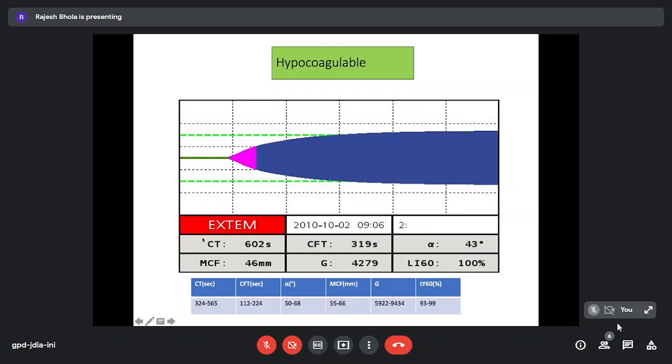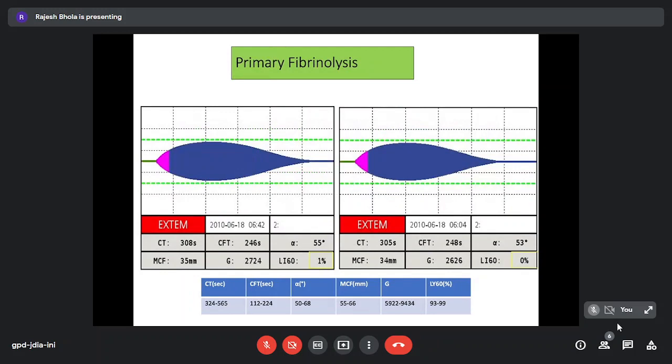As you can see in this case, the clotting time is prolonged, the CFT is prolonged, the alpha angle is reduced, and the maximum clot firmness is reduced. So it indicates a state of hypocoagulability. Looking at the second example, you can see the clotting time is prolonged, and the clot formation time is mildly prolonged with a normal alpha angle, but the lysis index, or maximum lysis, is high, which indicates the cause is primary fibrinolysis. In these cases, the guideline says that you should give antifibrinolytics first, followed by whatever factor replacement you need to do.